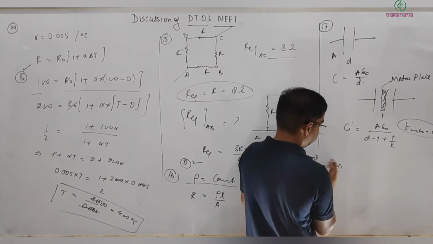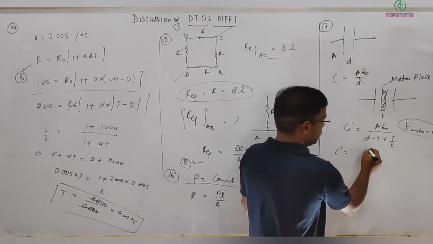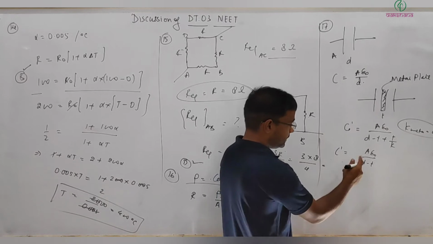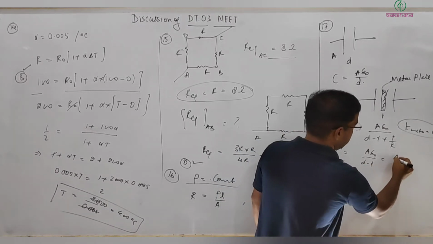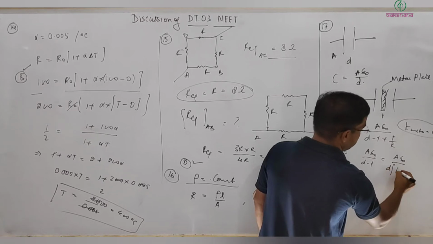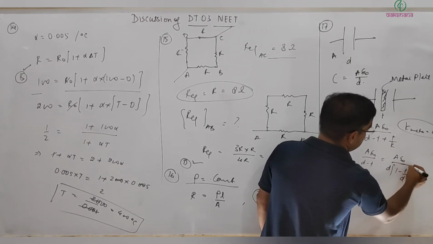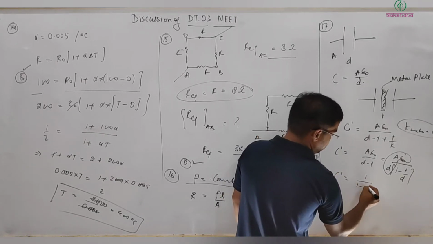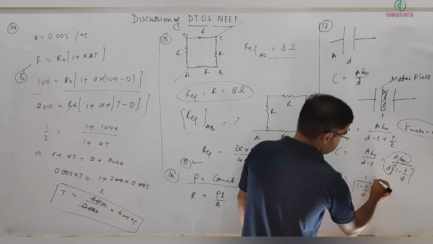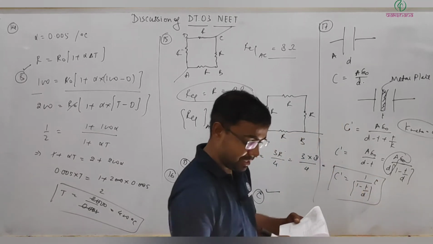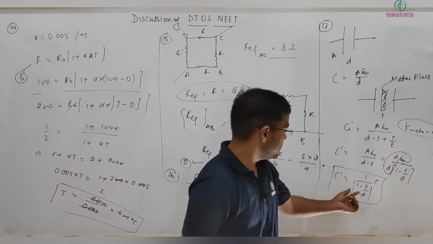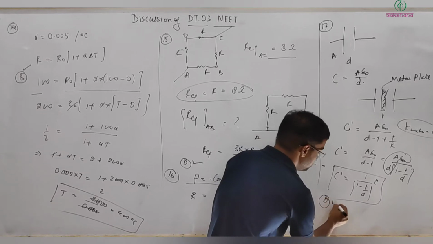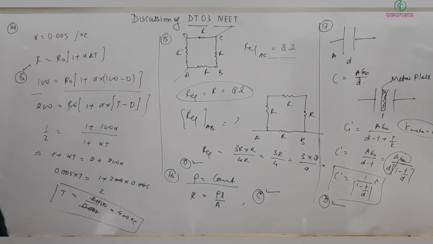So your C prime is equal to A epsilon naught divided by (D minus T). Now I can rearrange it as A epsilon naught divided by D times 1 by (1 minus T by D), so C prime is equal to 1 by (1 minus T by D) times C. You can see the capacitance increases by this many times, 1 by (1 minus T by D), and the answer matches with option D. So this is up to problem number 17.